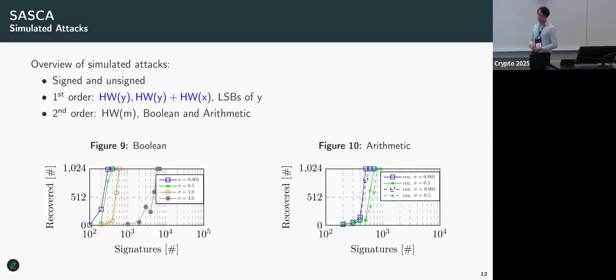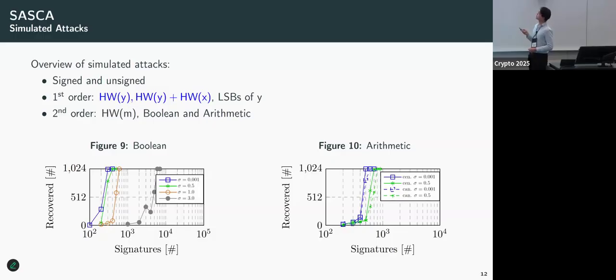Now we know what to do. We know we need to apply filtering, and with this, we simulate the attacks. We simulate our attacks for both signing and its representation. We simulate the first order attack on the Hamming weights of the coefficients of y, in addition to the Hamming weights of the secret that we are interested in. This is the best case for an attacker because you directly seek information on the secret. We also simulate the first order leakage on the least significant bits of y.